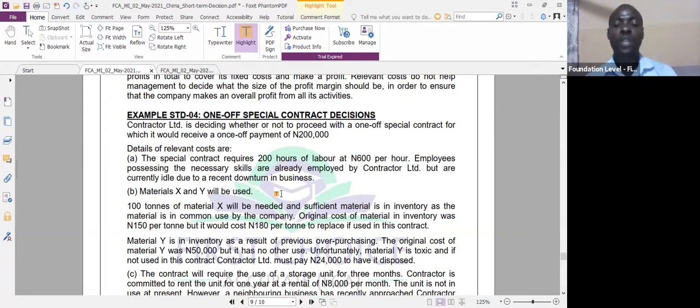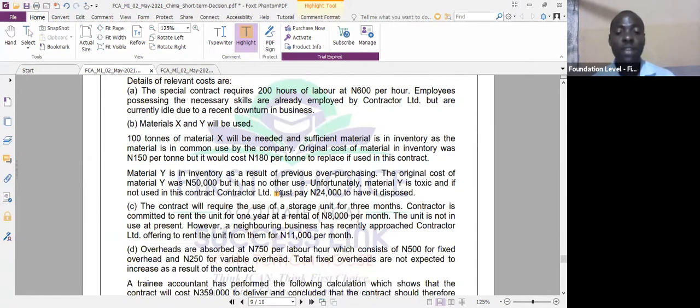So 24,000 naira is how much you are going to pay for this toxic material to be disposed. So that means that is your relevant cost for material Y. That's 24,000 that you are going to pay to dispose of it. That is your relevant cost for Y. Then the contract will require the use of a storage unit for 3 months.